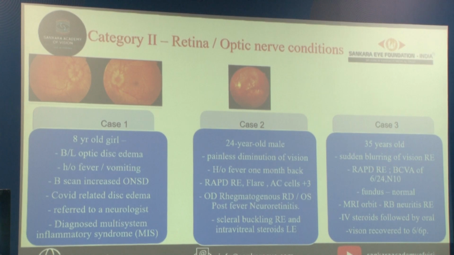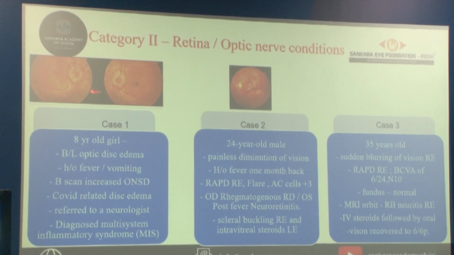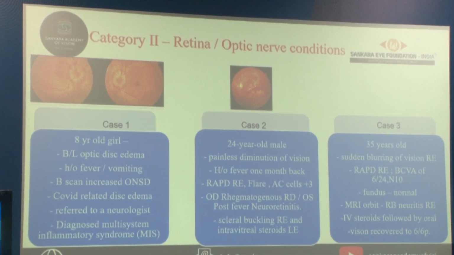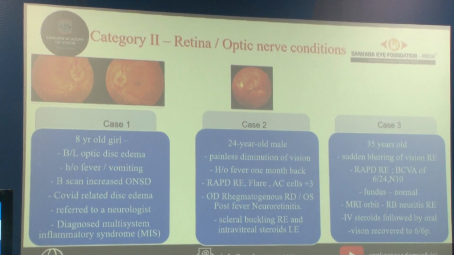Case 1 is an 8-year-old child who presented with bilateral optic disc edema as shown in this picture. She was referred to the neurologist and diagnosed with a multisystem inflammatory disorder. Case 2 is a 24-year-old male who presented with a sudden onset of diminution of vision. He had a right eye rhegmatogenous RD due to a pre-existing giant retinal tear, and in the left eye he had neuroretinitis following the COVID infection.